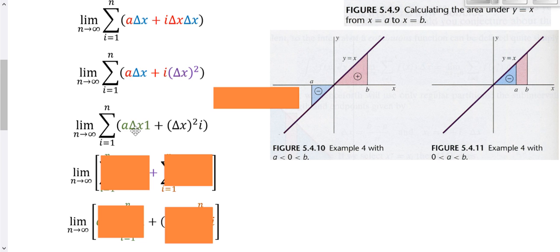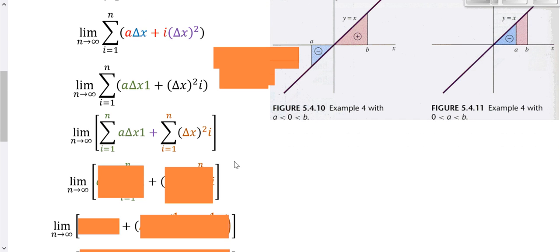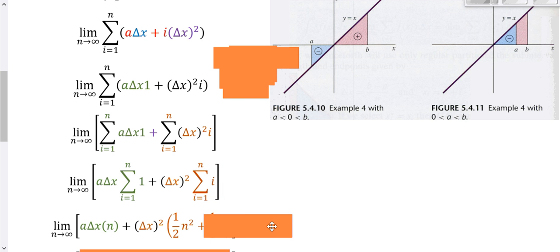We can apply our summation to each part: take the sum of the green plus the sum of the black. We now have stuff after our summation, the a and the delta x, that we could pull in front of our summation. Then we'd have the sum of 1, and you should remember that the sum of 1 is n. Over here, we could take delta x squared, pull that in front of our sum, and then we just have the sum of i. And you should remember that the sum of i is this.